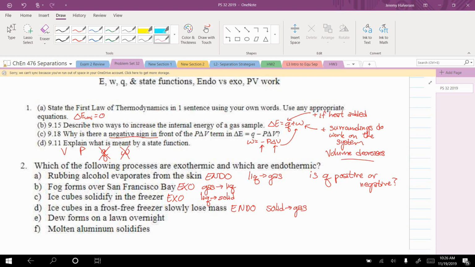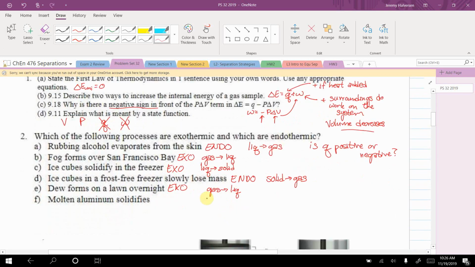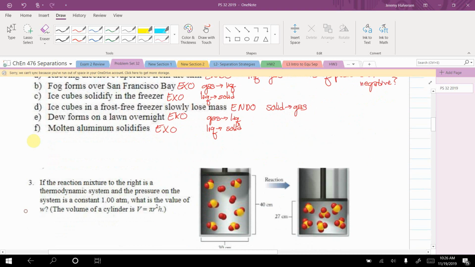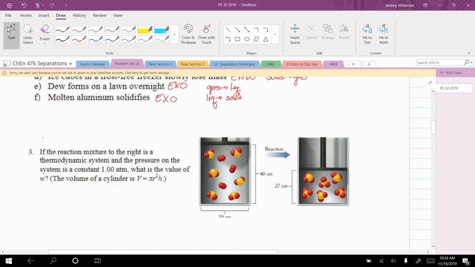Okay. Dew forms on a lawn overnight, so that's very similar to fog forming over San Francisco. It's pretty much the same thing. So we're going from gas to liquid, that's exo. And then molten aluminum solidifies, that's going from liquid to solid. That's going to release energy, so excellent. Cool. All right, hopefully I didn't make too many mistakes there.